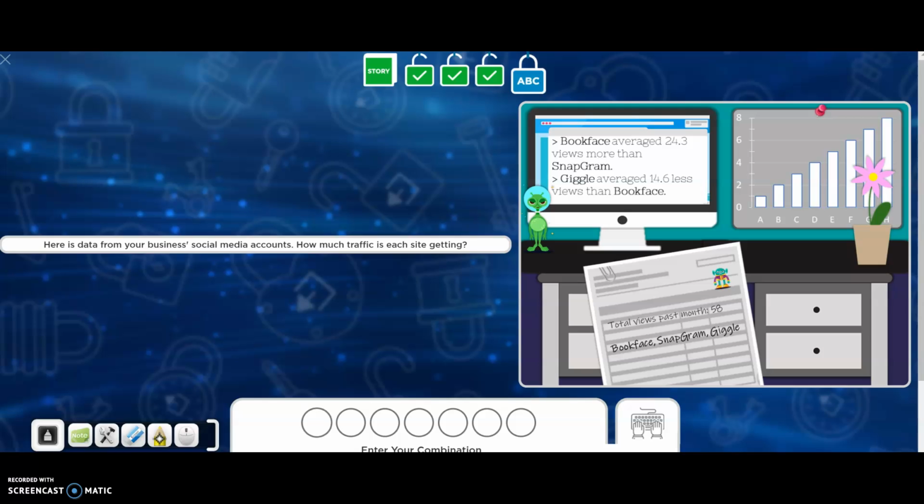So there's some information. It says here is data from your business's social media accounts. How much traffic is each site getting? So it tells you about a site called Bookface, Snapgram, and Giggle.